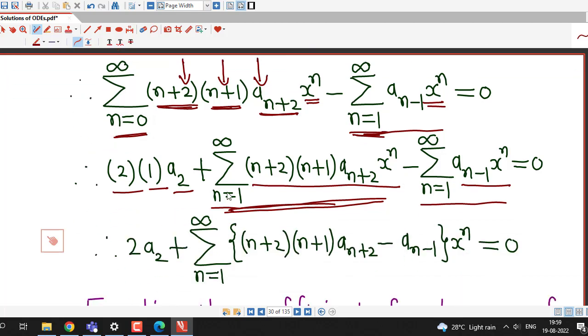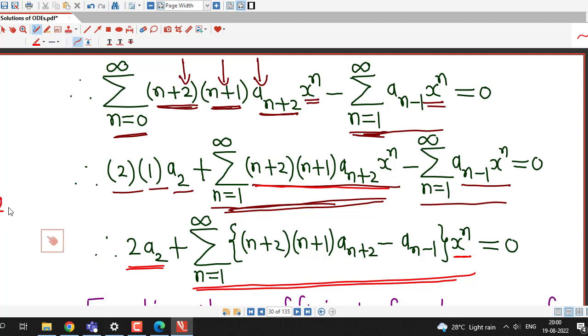So in the next step we are doing that procedure here. We write this equal to sigma this minus sigma this, equal to sigma n equal to 1 to infinity, (n+2)(n+1) a_{n+2} x^n minus a_{n-1} x^n, and we take x^n common. So now you can see I have written my left hand side in this form.